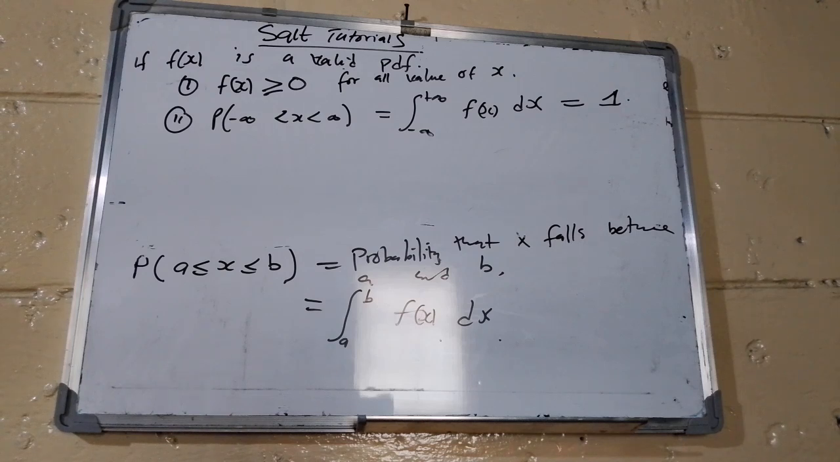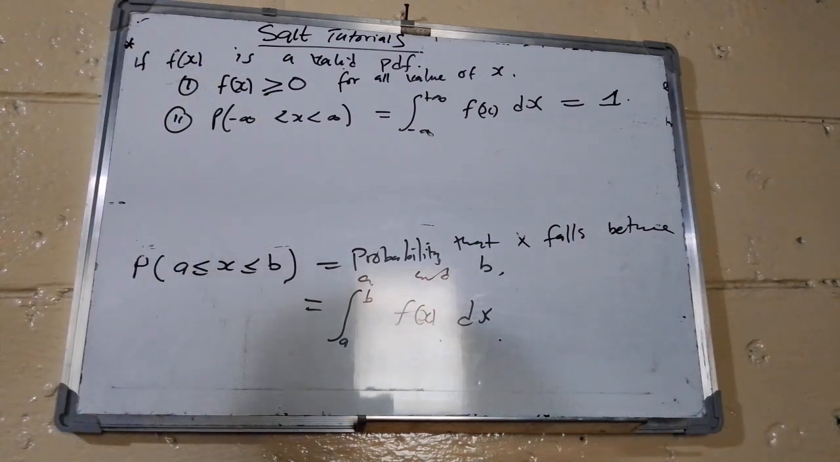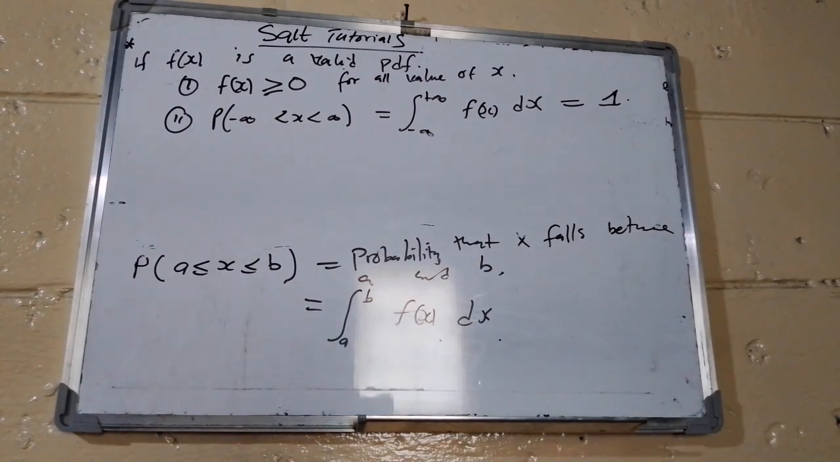So now, from this information, we are supposed to understand what makes f of x a valid PDF. No matter how your question is phrased, if they tell you to confirm whether f of x is a valid PDF, this is how you confirm it: is f of x greater than or equal to 0, and is the integral between those two bounds of f of x equal to 1?